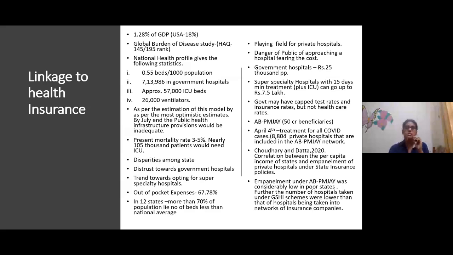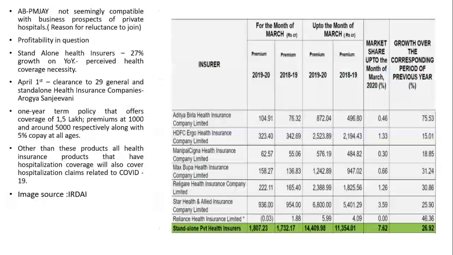That means low-income states are not going for any insurance policy that is offered by the state, because private hospitals' business models are not really compatible with the capping of treatments that these insurance policies impose. So there's a question of profitability. So there's a huge reluctance of these private hospitals joining the government supplied insurance policy.